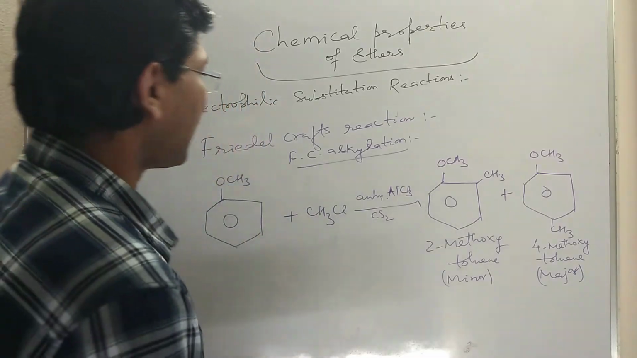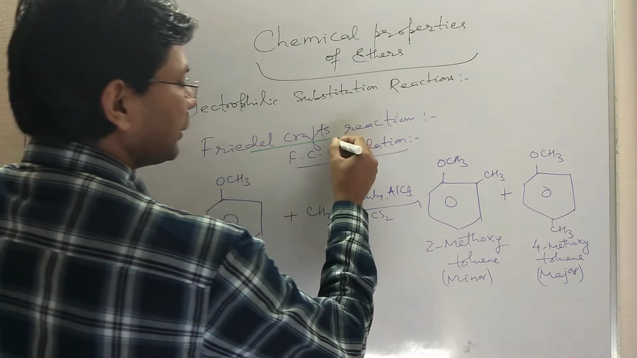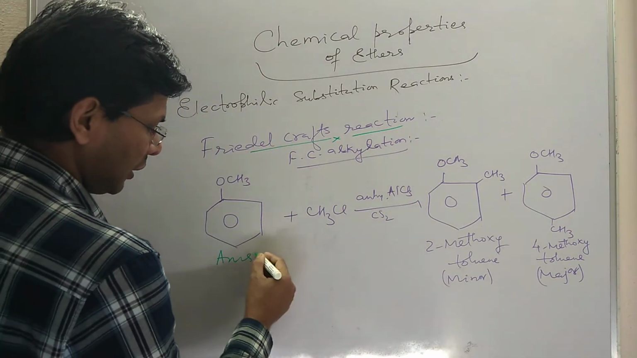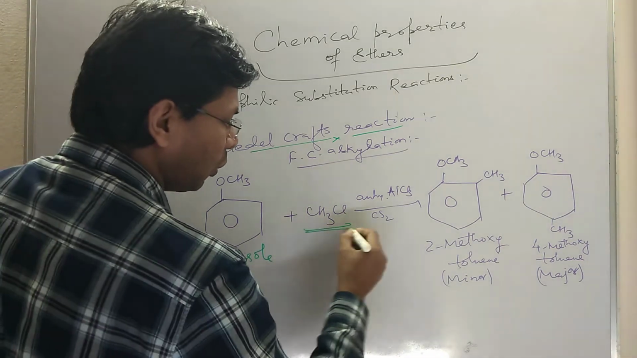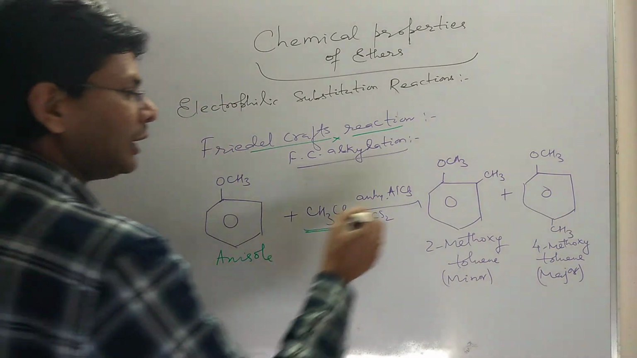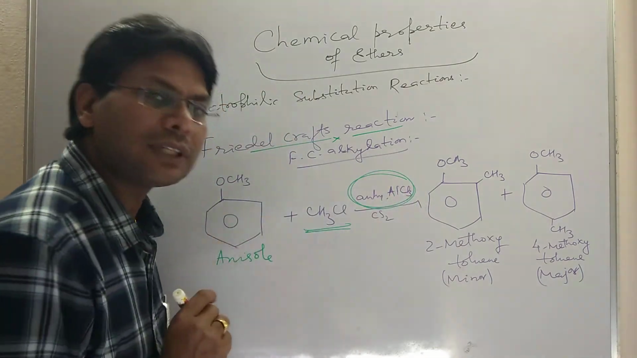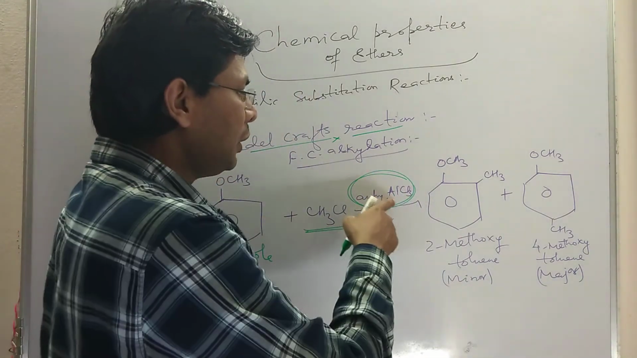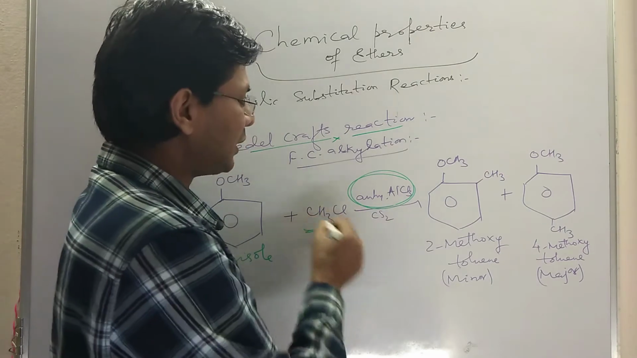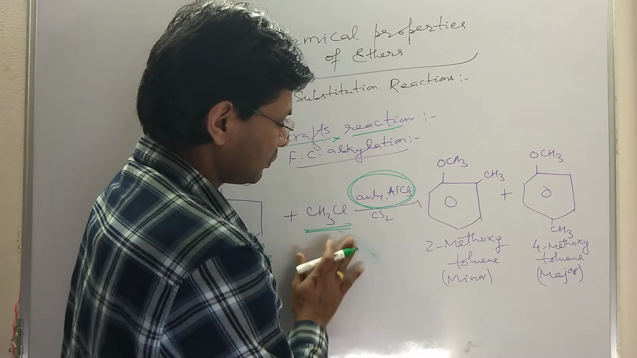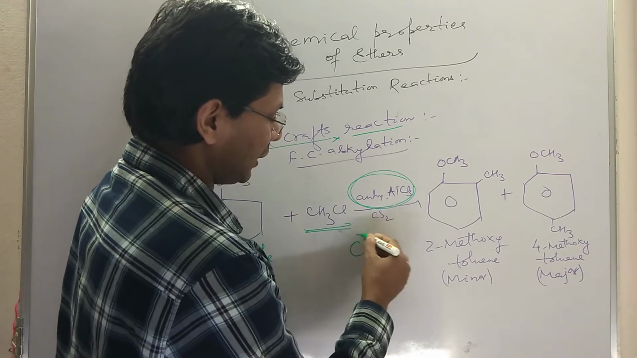Let's see Friedel-Crafts alkylation. So during Friedel-Crafts reaction, anisole is treated with chloromethane, or we can say methyl chloride, in presence of anhydrous aluminum chloride. As we know, anhydrous aluminum chloride is a Lewis acid. So this will take up the chloride to generate a methyl carbocation.